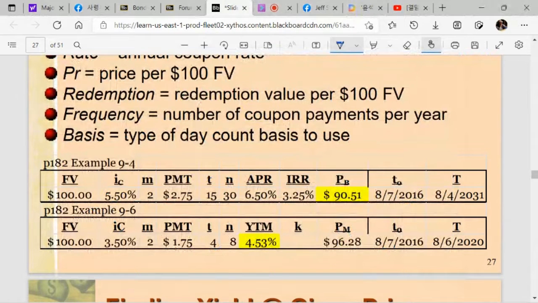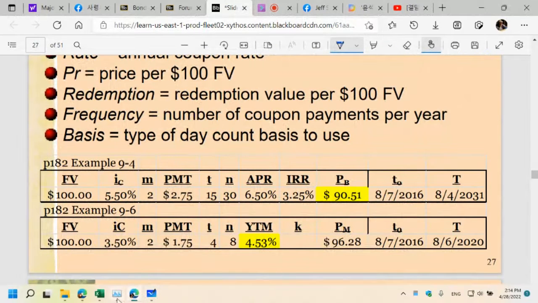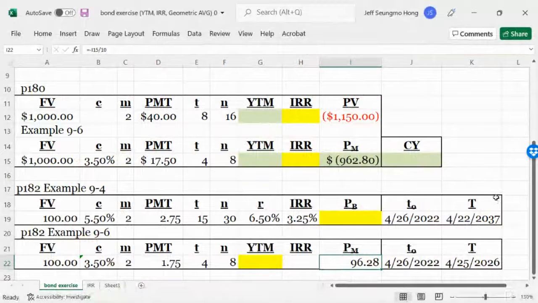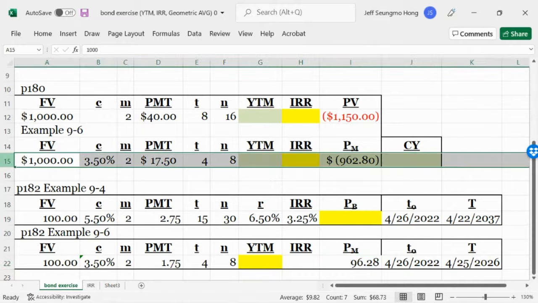So what this example is telling you is not $96 or $100. It's actually $1,000. And think about it: the coupon rate is 3.5%, and 3.5% of 1,000 is $35. So half your coupon payment must be $17.50, and the price selling in the market would be $962.80.